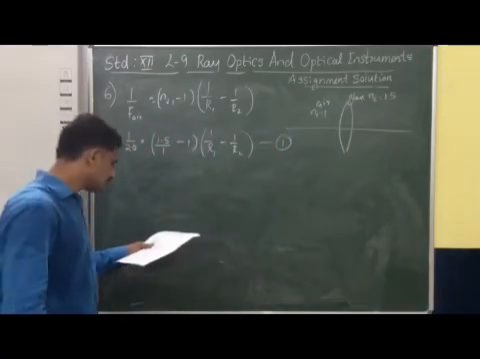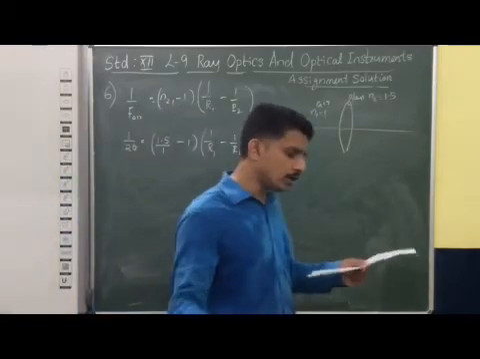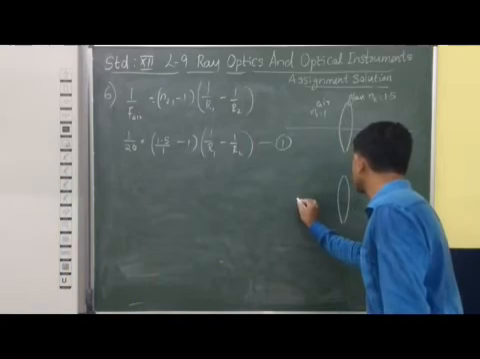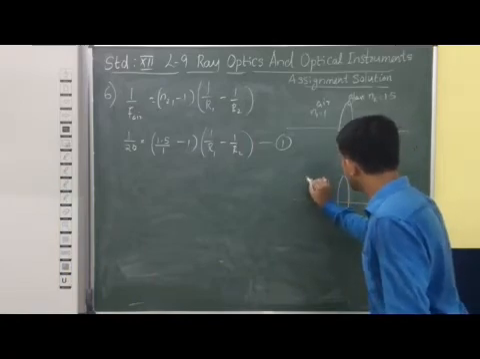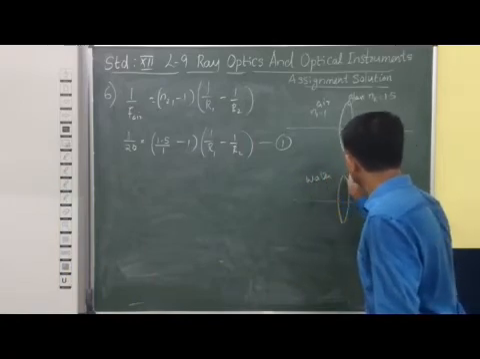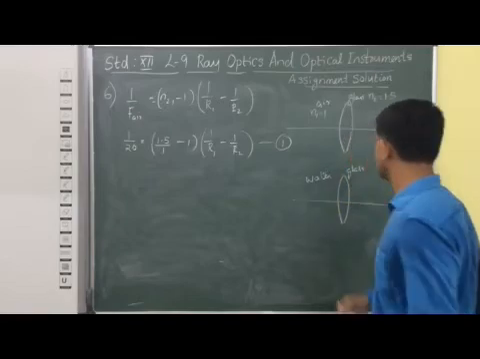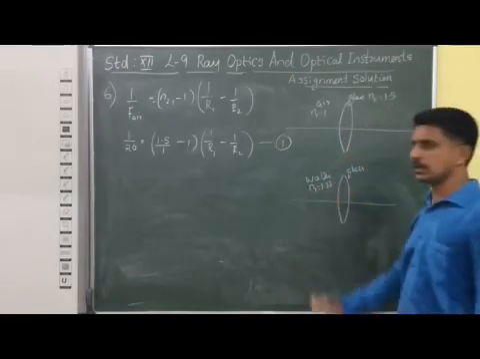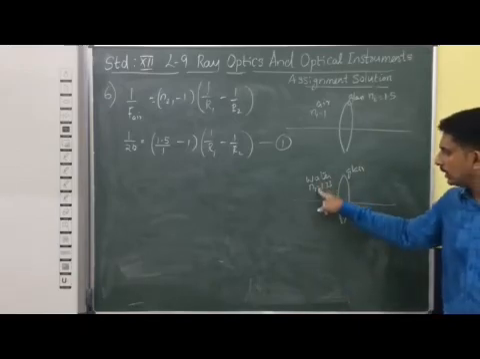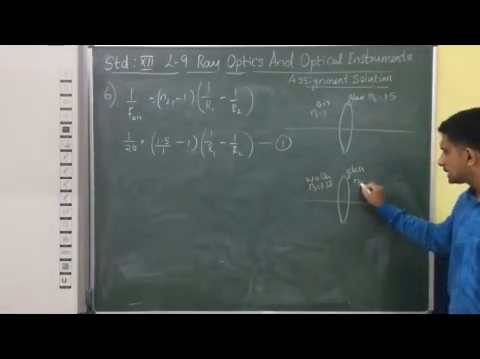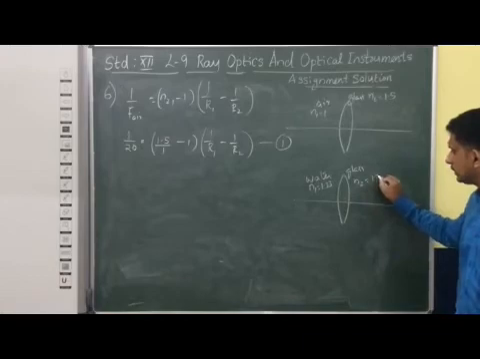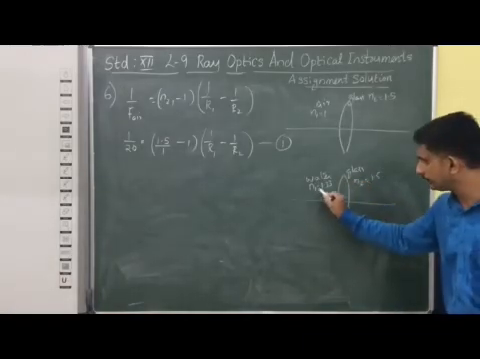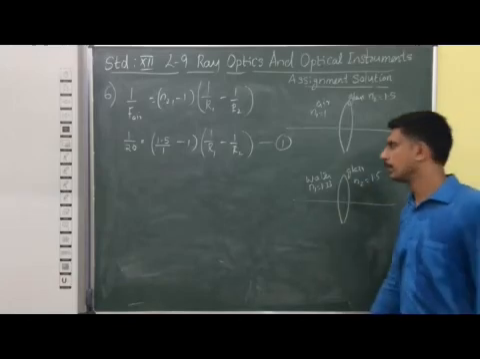Now the second case: we have to calculate the focal length in water, which means we keep the lens in water. The first medium is water and the second medium is glass. So n1 is 1.33, the refractive index of water, and n2 is 1.5. Light travels from water to glass in this case.